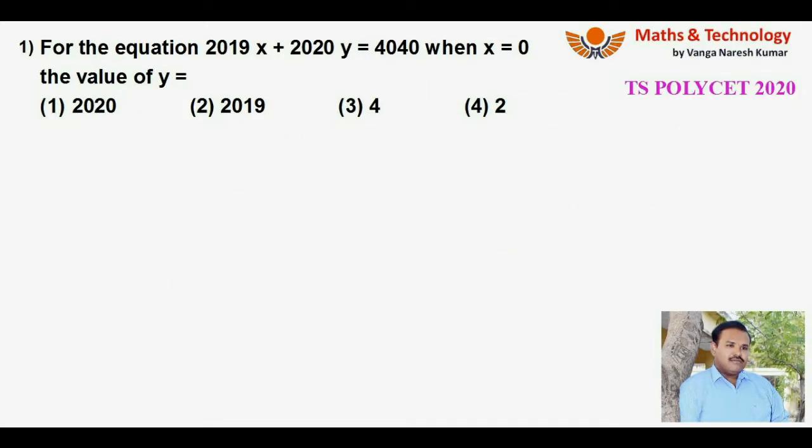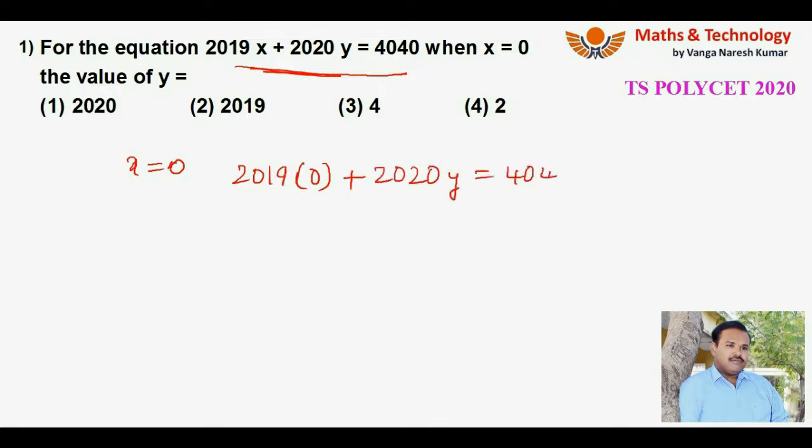Given question is for the equation 2019x plus 2020y is equal to 4040, when x is equal to 0, the value of y. అంటే x is equal to 0 అయితే y value ఎంత. So put x is equal to 0 in the given equation, so that the given equation becomes 2019 into 0 plus 2020 into y is equal to 4040.